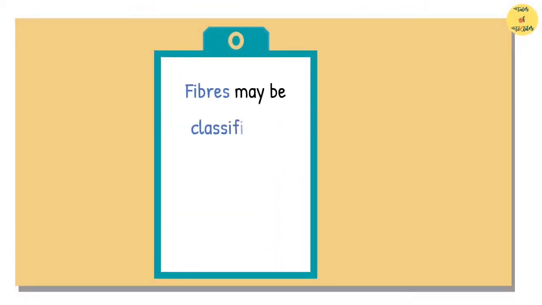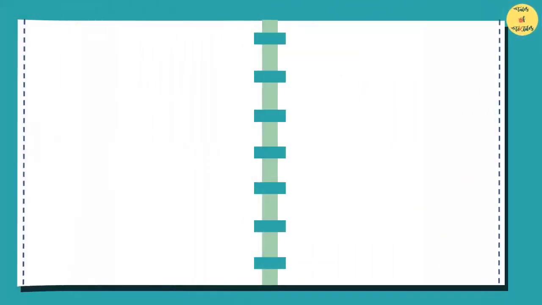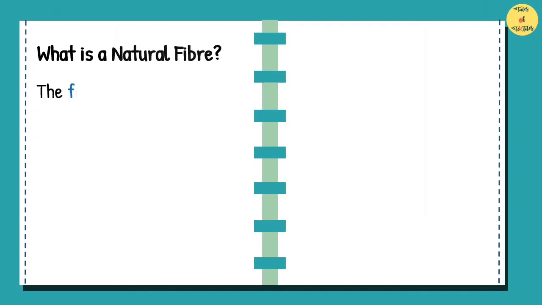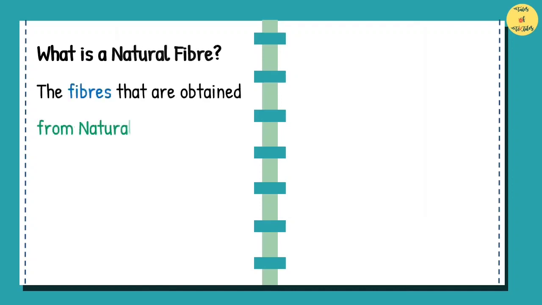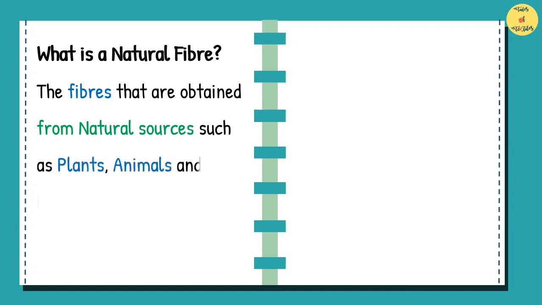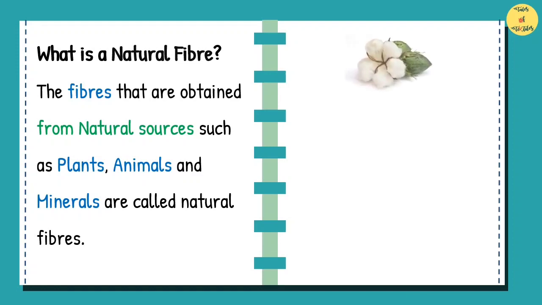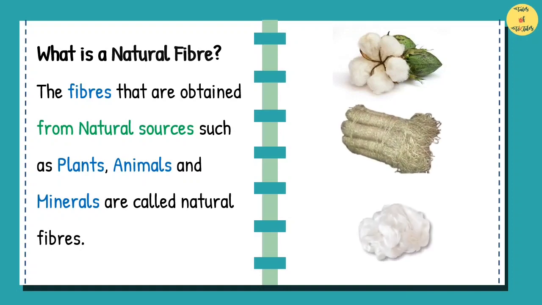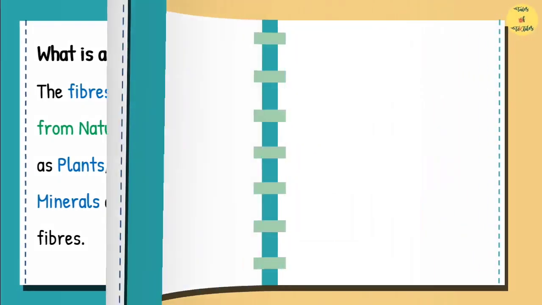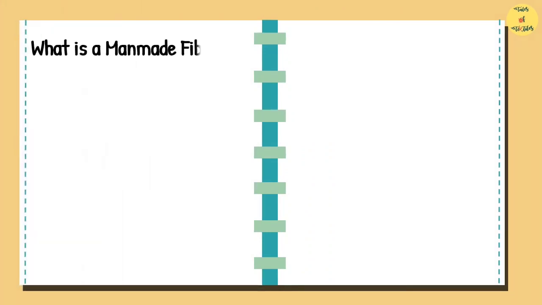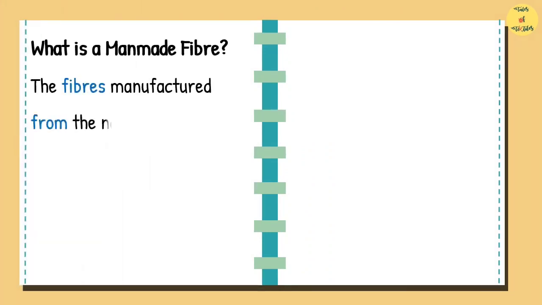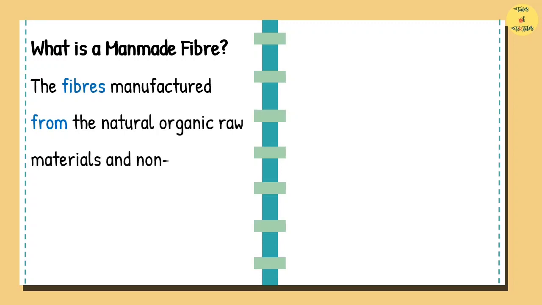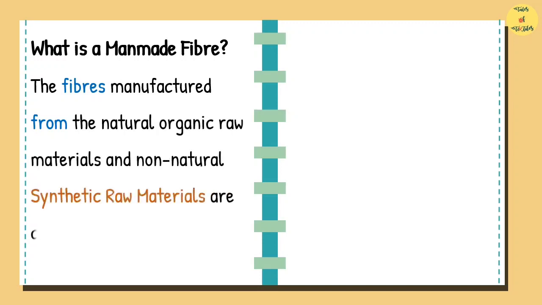Fibers may be classified as either natural or synthetic. What is a natural fiber? The fibers that are obtained from natural sources such as plants, animals, and minerals are called natural fibers. What are man-made fibers? The fibers manufactured from the natural organic raw materials and non-natural synthetic raw materials are called man-made fibers.